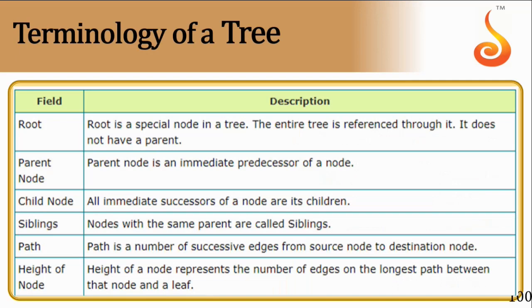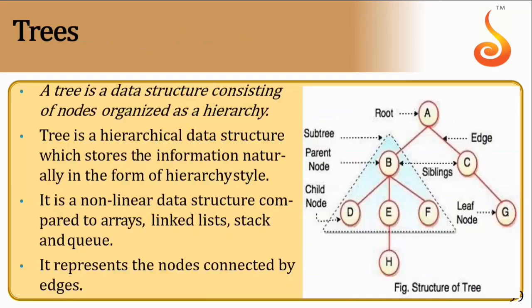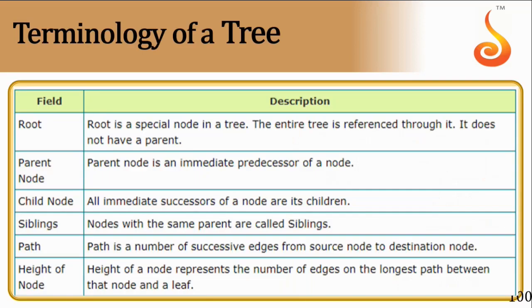And then you have siblings. You know what siblings are? Nodes that are children of the same parent are called siblings. Suppose the parent is A, then B and C are children of the same parent, so they are siblings. Here also D, E and F are siblings because they are children of B. B is the parent.